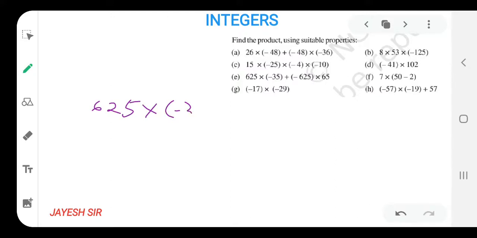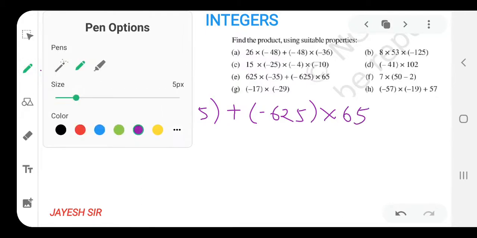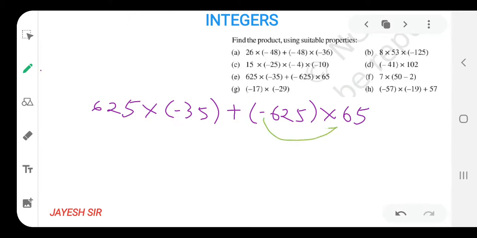625 into minus 35 plus minus 625 as it is into 65. Yes friends, can I give this minus sign to 65? Yes, because they both are in multiplication. After multiplication the sign would be similar for both of them. So first step what we can do, let us make 625 positive and minus 65. Why I have done this, you would be able to get it in my next step.